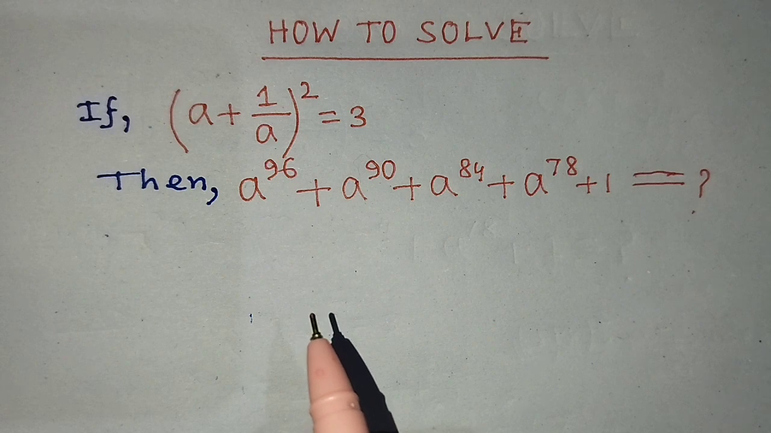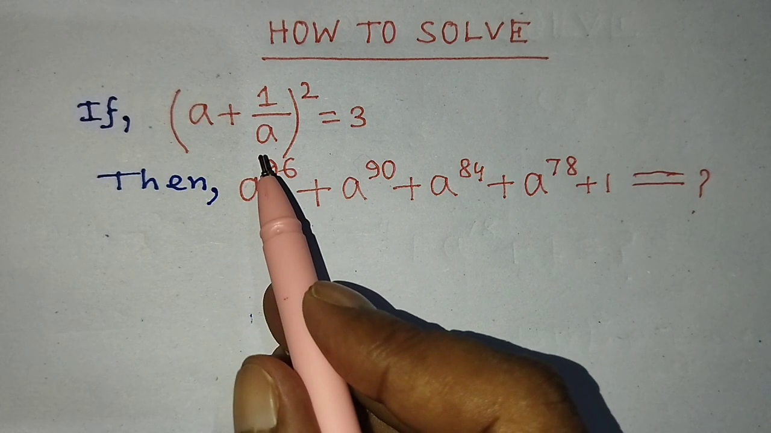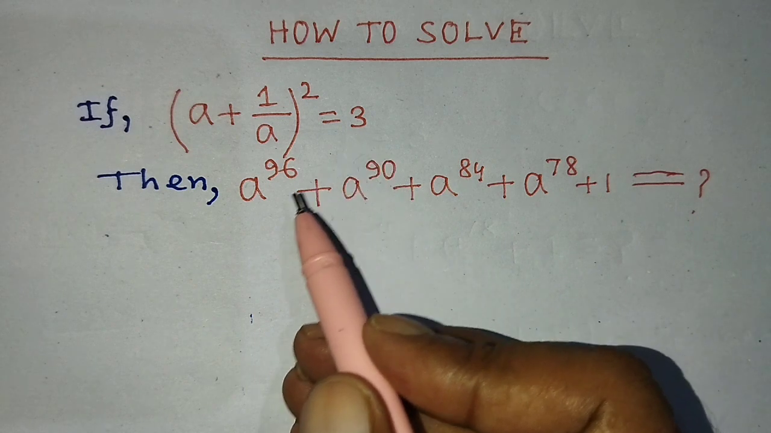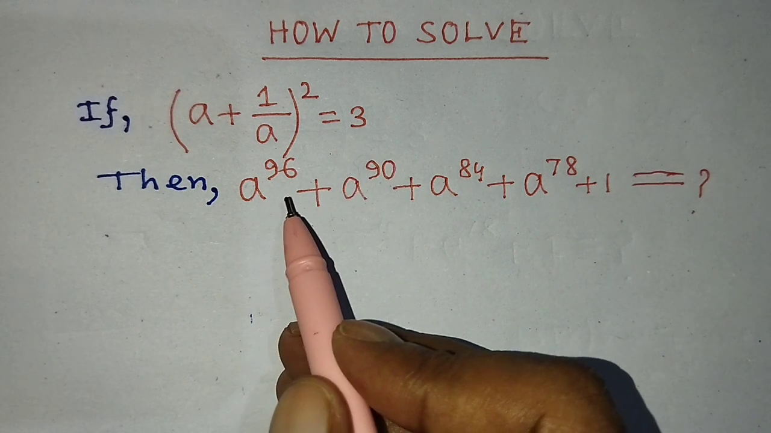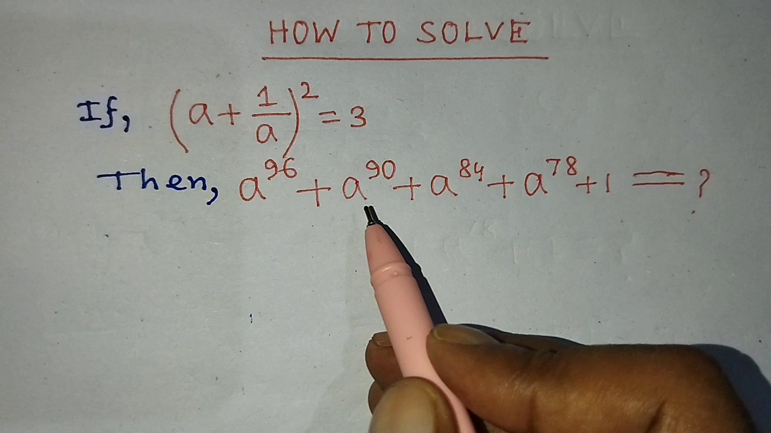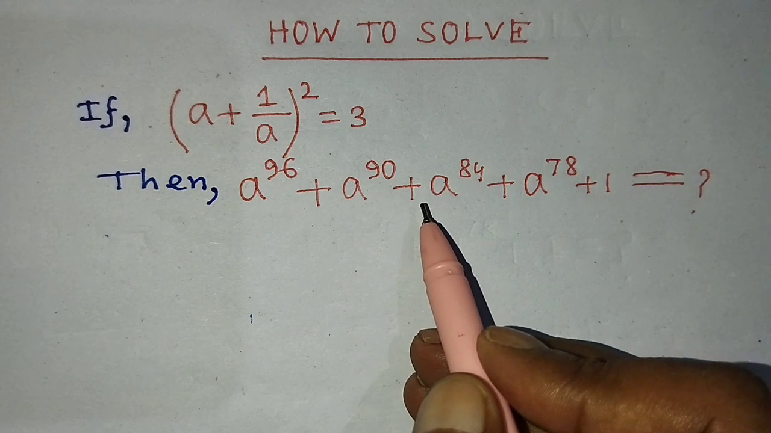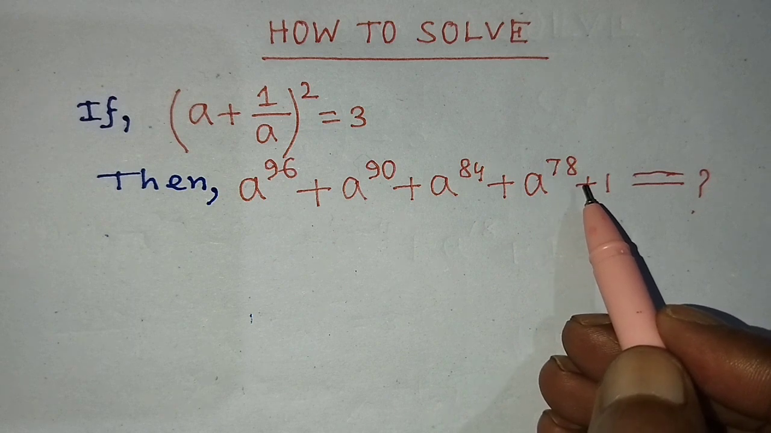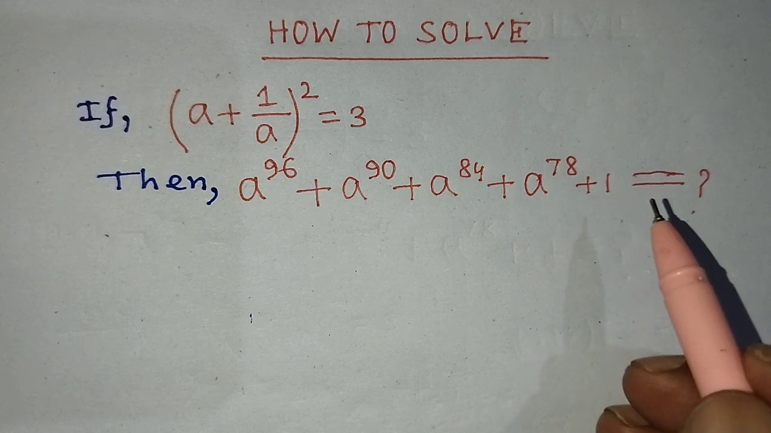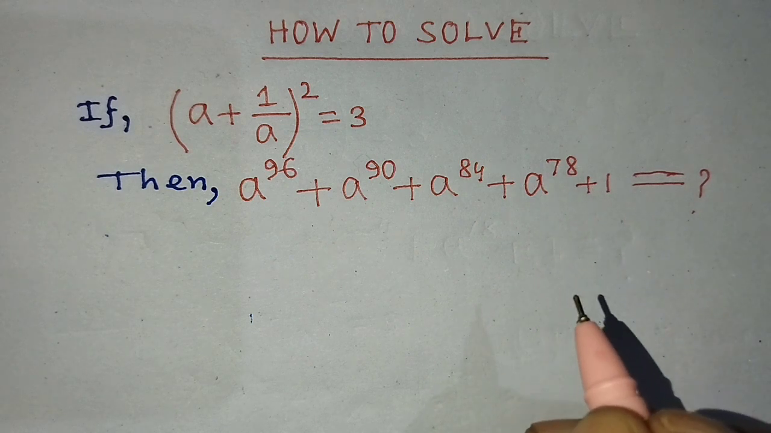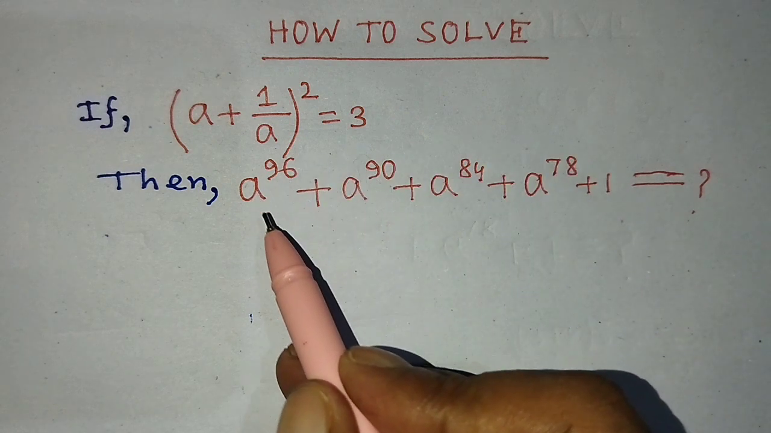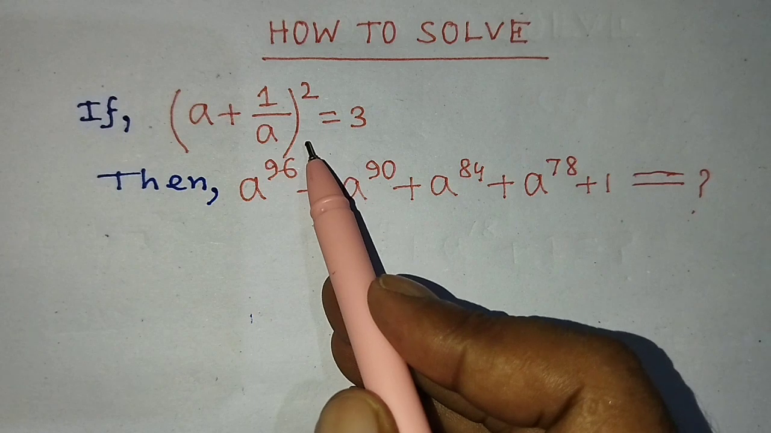So my dear student, today our question is: if (a plus 1 over a) whole to the power 2 is equal to 3, then find the value of a to the power 96 plus a to the power 90 plus a to the power 84 plus a to the power 78 plus 1. So student, in this video I will tell you how to find the value of this algebraic expression from this equation.